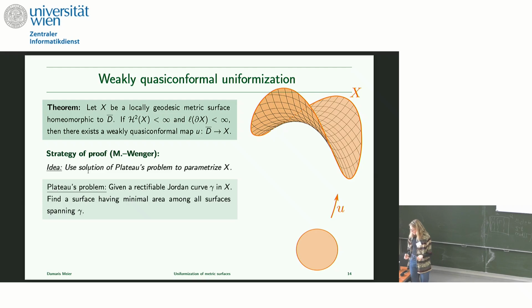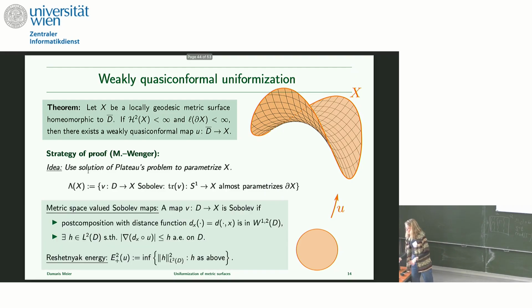And it is often much more convenient to work with energy instead of area when you minimize these. So we have some class of mappings from the disk into our surface, which somehow span the surface.